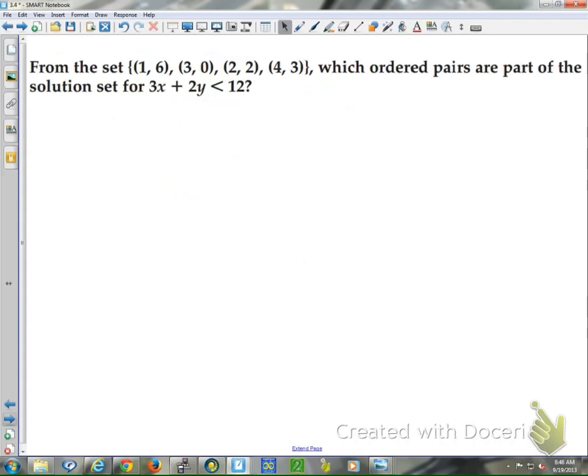Let's take a look at this problem. From the set of those four numbers, which ordered pairs are part of this solution set? Hey, that looks familiar. That's what we just graphed. Which ordered pairs are part of that solution?